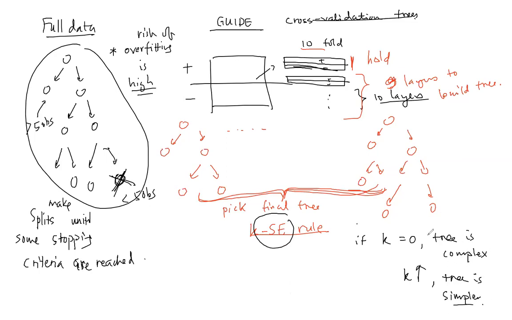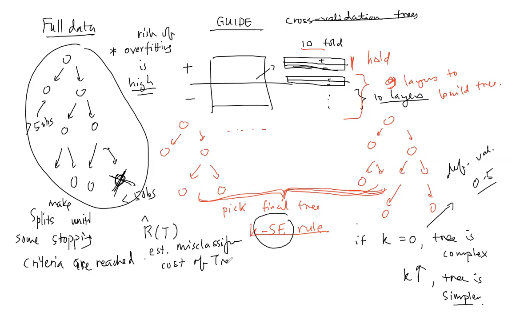So let's see how you actually tune this parameter. The default value in the program is 0.5. We want to understand how this actually works. The first thing is you have to estimate the following. This is the estimated misclassification cost of T, the tree.